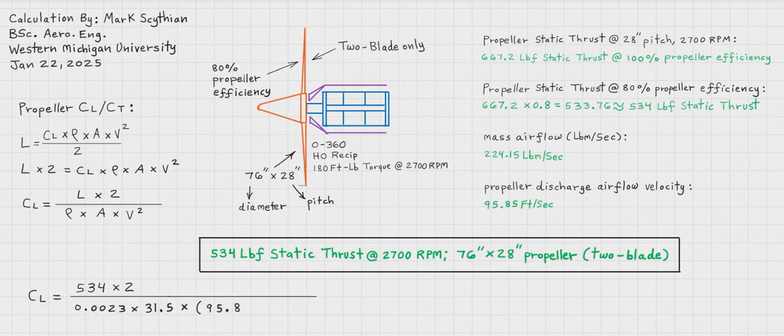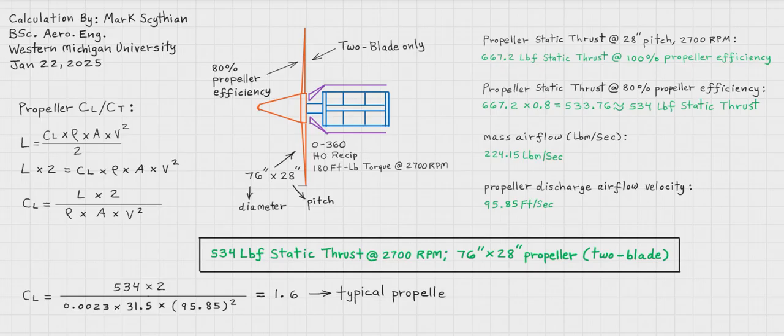Since the propeller blade is rotating literally at all degrees simultaneously at the 2700 RPM, which is 45 revolutions per second, we use the entire cross-sectional area for the A value, 31.5 square feet. So we calculate a propeller coefficient of thrust equal to 1.6.